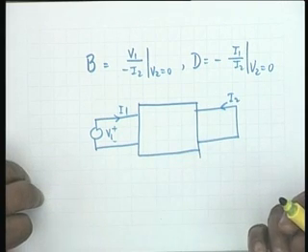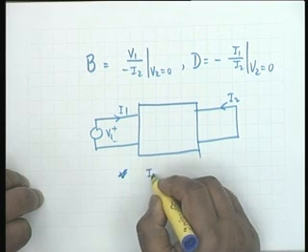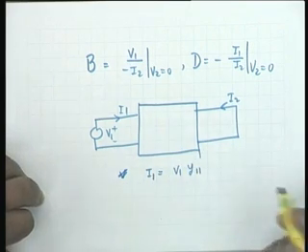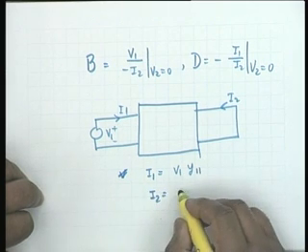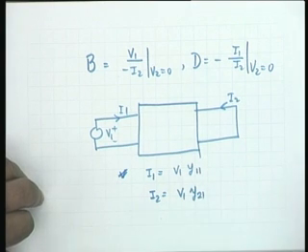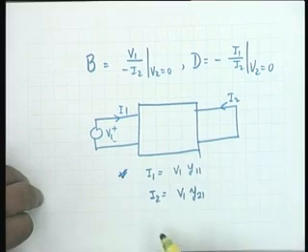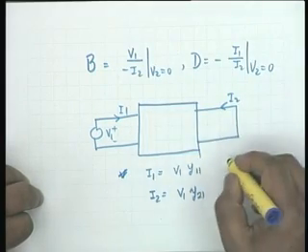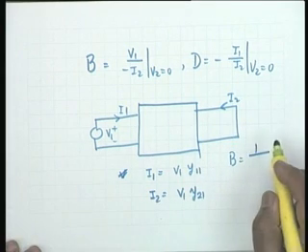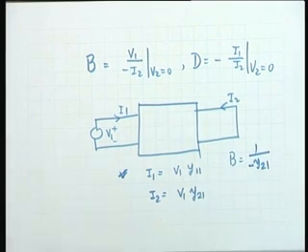Now, if I write the short circuit parameters, I1 is V1 Y11, V2 is 0, and I2 is equal to V1 Y21, because V2 is 0. The second term I need not write. Isn't it obvious that V1 by minus I2, that means B, would be minus 1 by Y21? But the current.